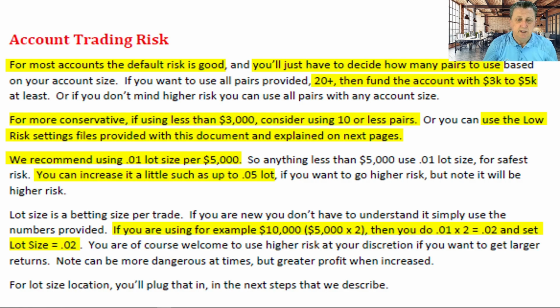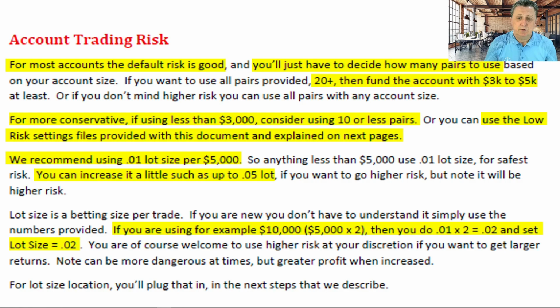The next part is the lot size that they're talking about, saying we're recommending using 0.01 lot size per $5,000. So anything less than 5,000, you have to use 0.01. And it says you can increase this up to 0.05. Obviously, that is a huge difference. It's basically 5 times bigger risk at the end of the day. So just be sure and aware: do you know what you're doing? And if you are in doubt, or if you are just starting trading, definitely start with 0.01.